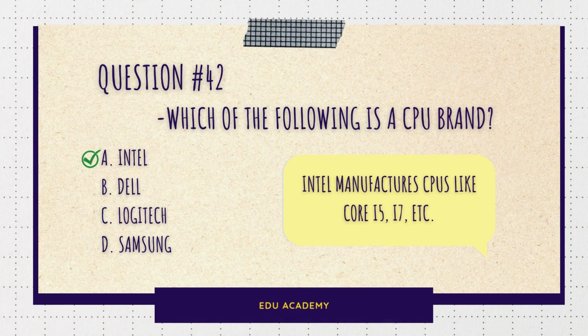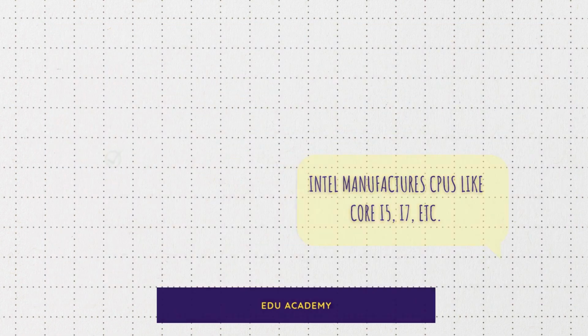Time's up. Answer A. Intel. Intel manufactures CPUs such as Core i3, i5, and i7.